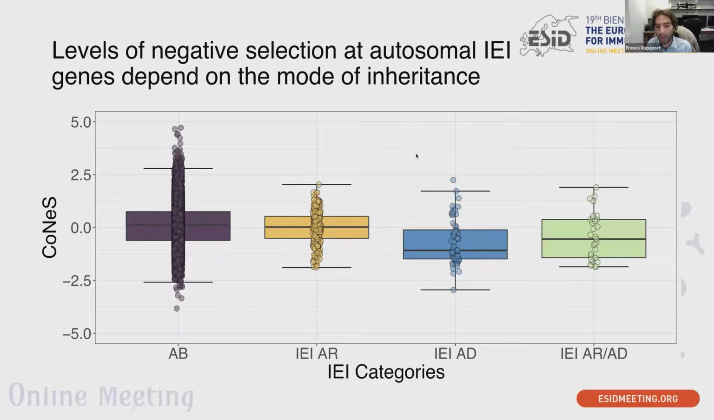And what you can see is that the ones that underlie autosomal recessive inborn errors of immunity are not under more selection than a random gene, while the ones that underlie autosomal dominant forms of the disease are significantly under more selection, with a p-value of 10 to the minus 9. And the ones that underlie both recessive and dominant forms of the disease are also under significantly more selection than random genes, the autosomes.